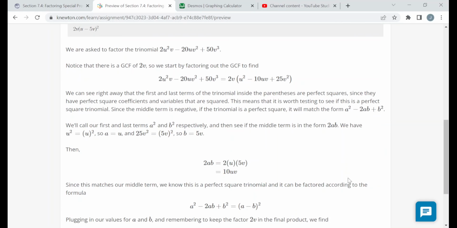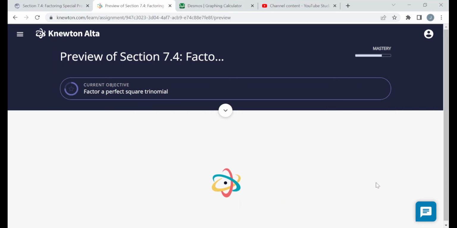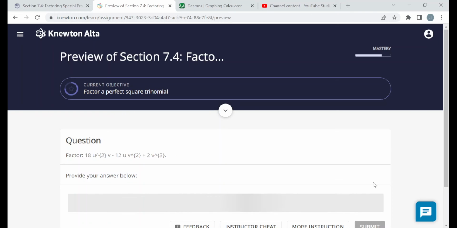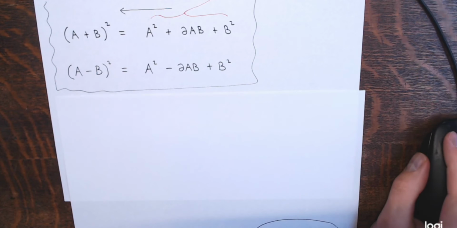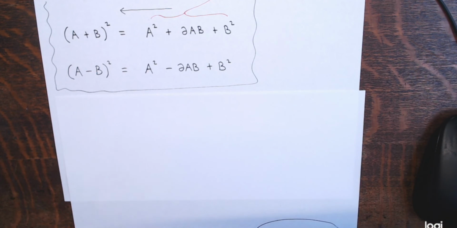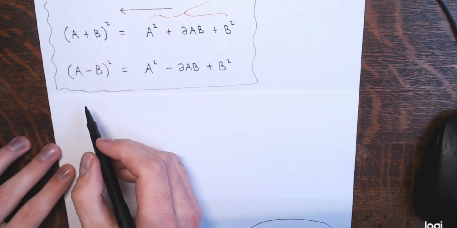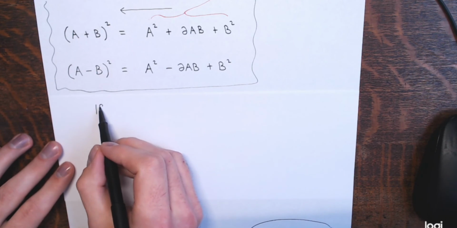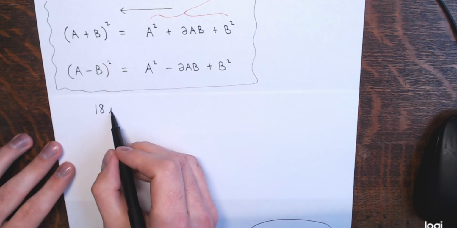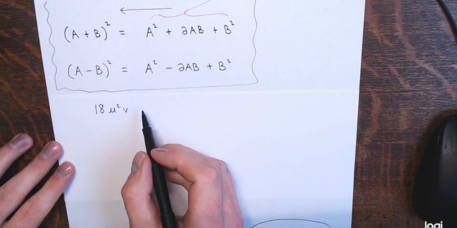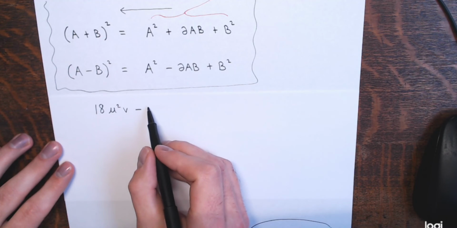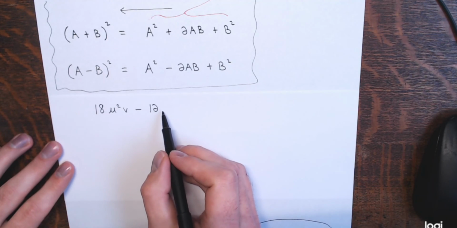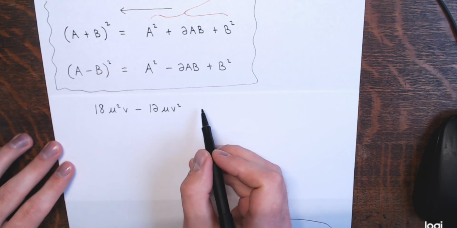Okay. Alright, so one more of these with a perfect square trinomial. So keeping the same page up. Now again, the way it starts doesn't look like a perfect square trinomial, but when I factor out the GCF, then the trinomial left over will be a perfect square trinomial. So I have 18u squared v minus 12uv squared plus 2v cubed.